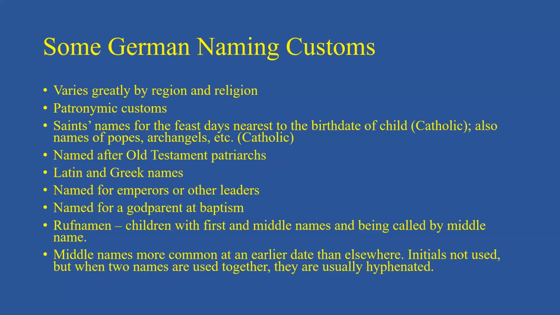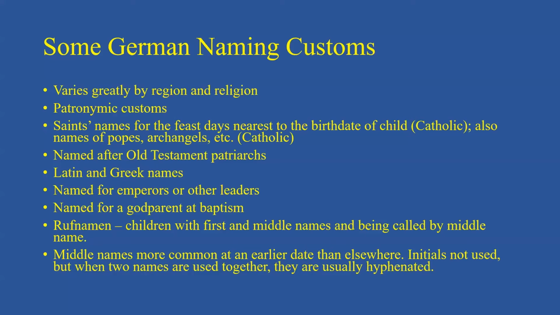In some parts of Germany, people practiced patronymic naming systems, where the first name of the father becomes the last name of the son. In Catholic areas of Germany, it was popular to name children according to what was called naming days, usually a set of days around the feast day of a particular saint, while papal names were also very popular. Some Germans, especially in Lutheran areas, liked to name their children after Old Testament patriarchs or religious reformers. Latin and Greek first names were also popular, as were the names of Germanic emperors and kings.